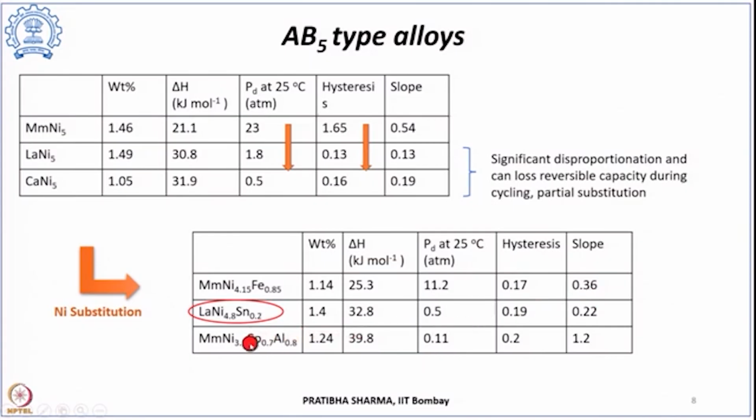Similarly, if we substitute on the nickel side in the mish metal alloy MmNi5, with nickel 3.5, cobalt 0.7, Al 0.8, we can see that the weight percent has reduced, the delta H value has increased, the desorption pressure reduces to 0.11, and hysteresis as well as slope are also changed when it is substituted on the nickel side.